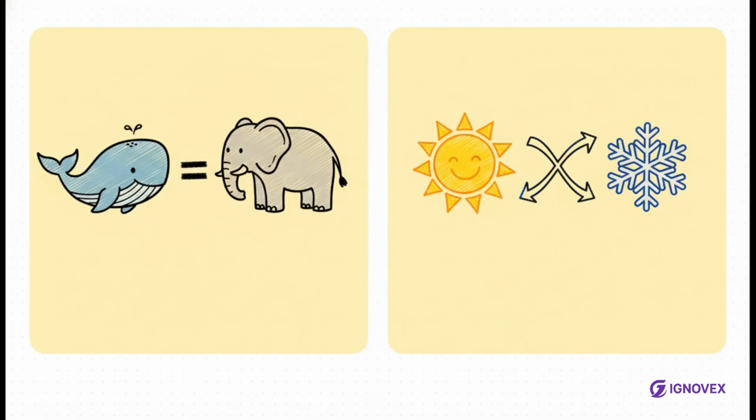So, on a simple level, semantics looks at word relationships. It knows that big and large are synonyms. They mean pretty much the same thing. And it knows that hot and cold are antonyms. They're opposites. Our brains do these little calculations instantly to figure out what a sentence is saying.